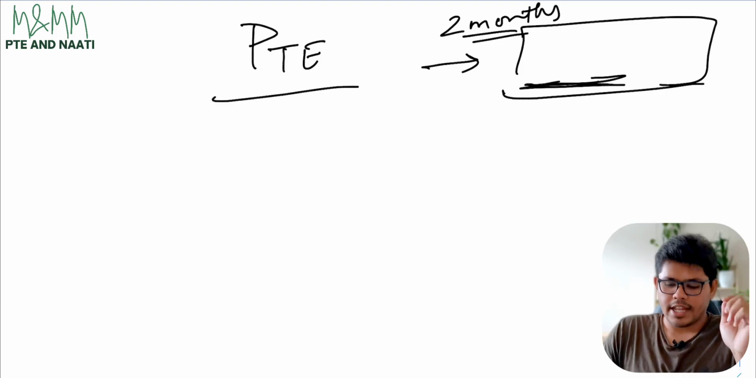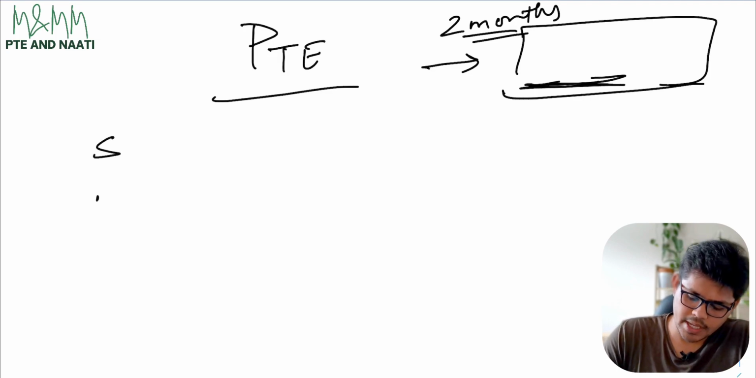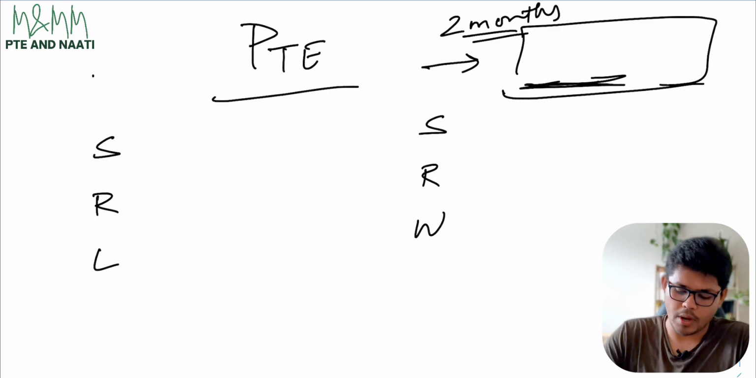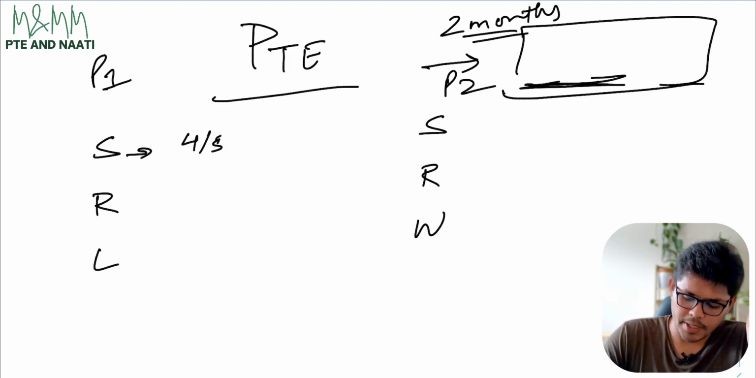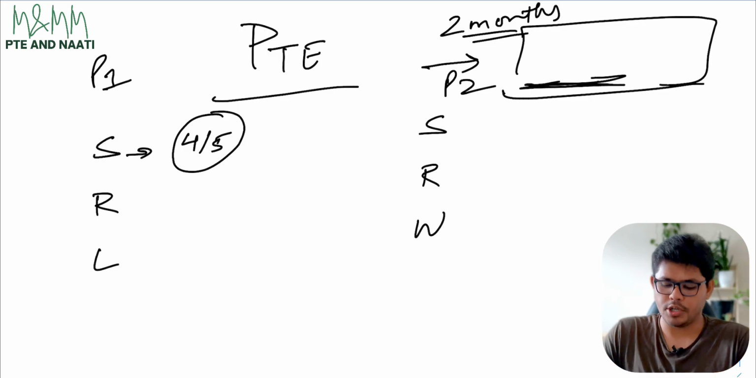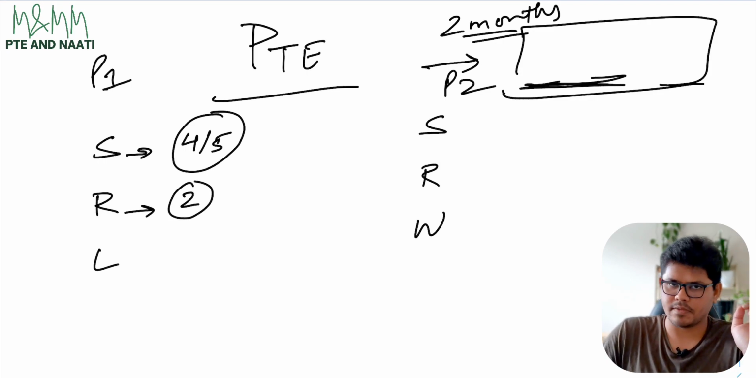Okay, now the second thing that I want to share is, let's divide your PTE into two parts: speaking, reading, listening, speaking, reading, and writing. This is two parts, part 1, part 2. All right, now when I say speaking, it means 4 topics out of 5. So that means I'm not including answer short questions because it's not important to prepare. When I say reading, I mostly emphasize on 2 topics only, which is fill in the blanks reading and fill in the blanks reading and writing. So let's take 2 topics for now.